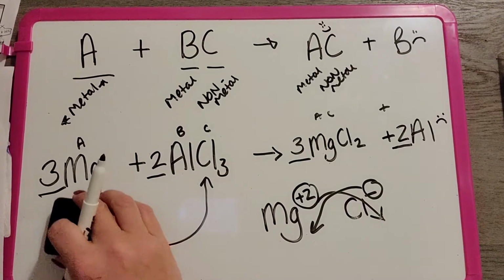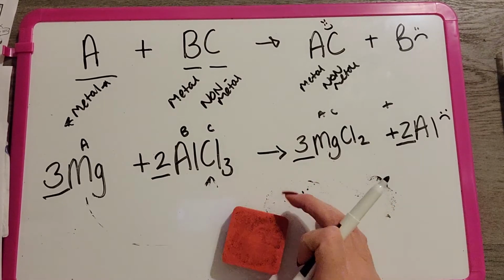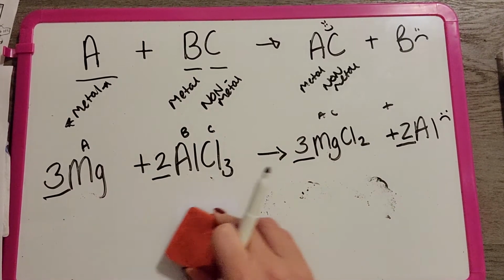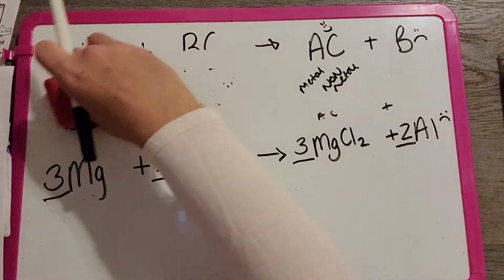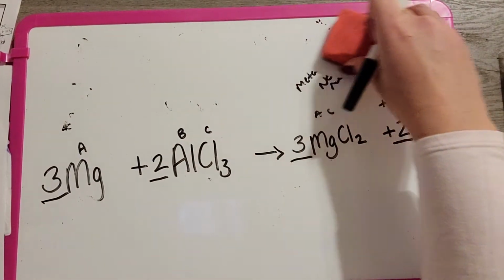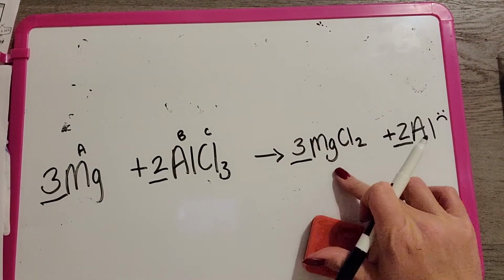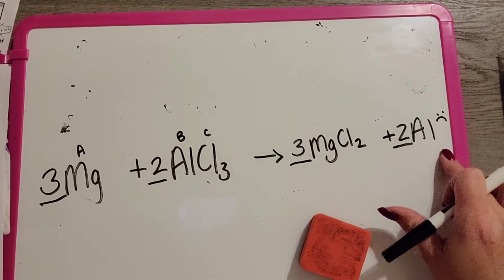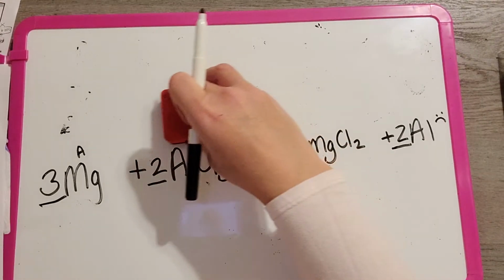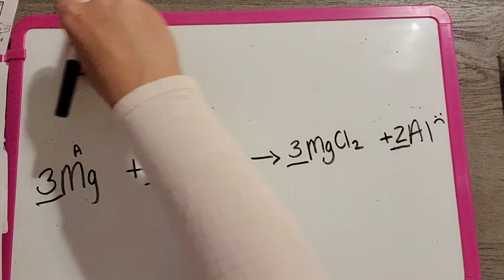So the final balanced chemical equation for this reaction is going to be 3Mg plus 2AlCl3, and then yields 3 molecules of MgCl2 plus 2Al. So that is the final balanced chemical equation, and you can use this one in your lab because this is one of the ones that you've got to write.